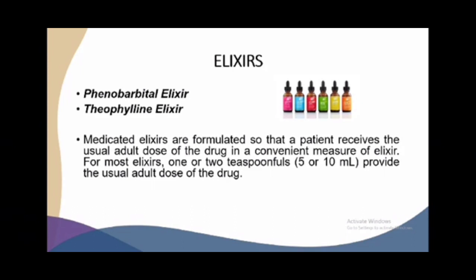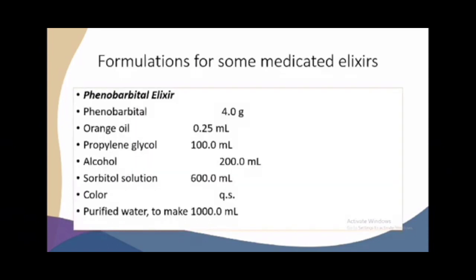So the phenobarbital elixir is a drug, specifically a non-selective central nervous system depressant that is used for people that have difficulty in sleeping. The theophylline elixir, on the other hand, is used to prevent and to treat symptoms and blockage of airways due to asthma or other lung diseases such as emphysema and bronchitis.